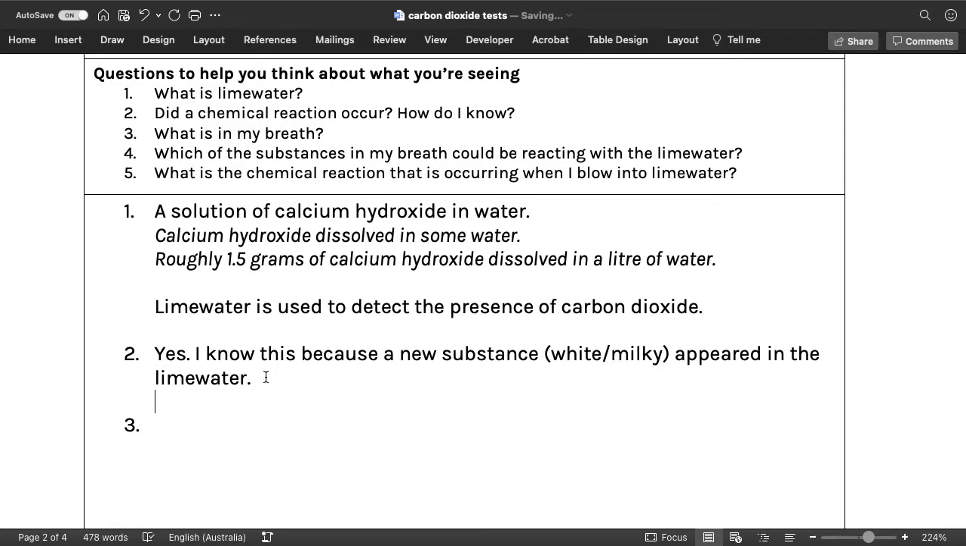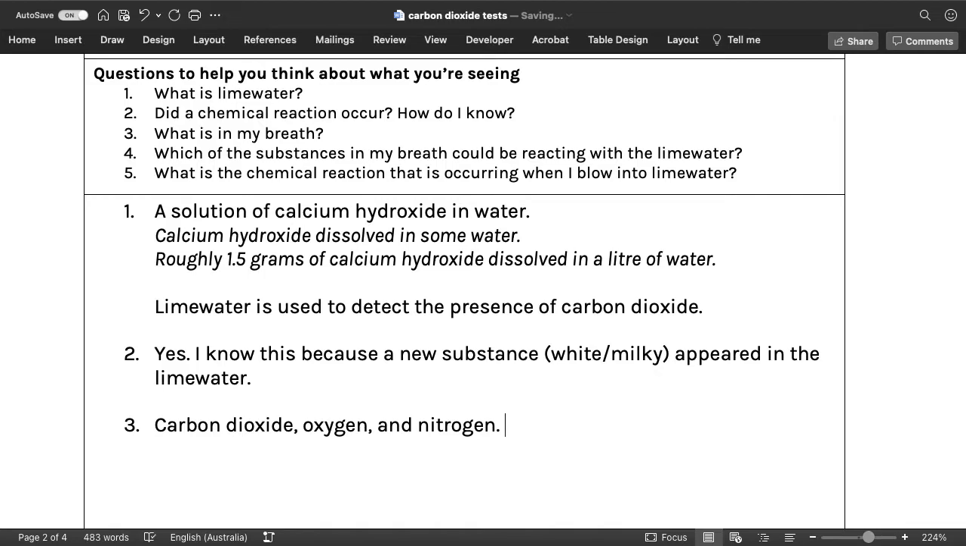Question 3. What is in my breath? Now, there are 3 main substances that your breath is made of. So, yes, Josh. And nitrogen, thank you. Yeah, so other gases is not a thing, that's a group of things. So, carbon dioxide, oxygen, and nitrogen.